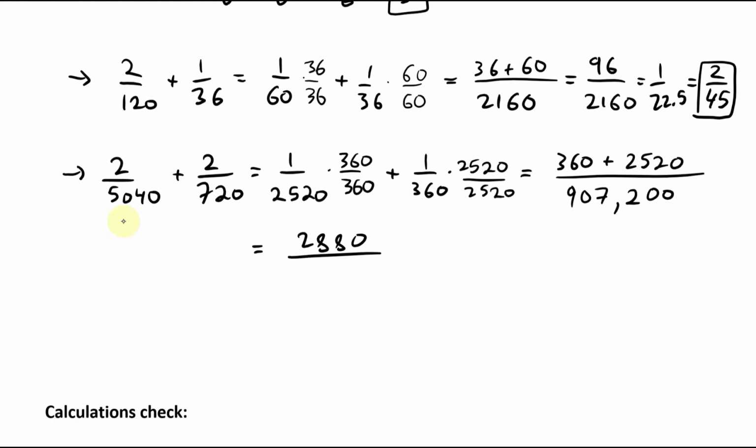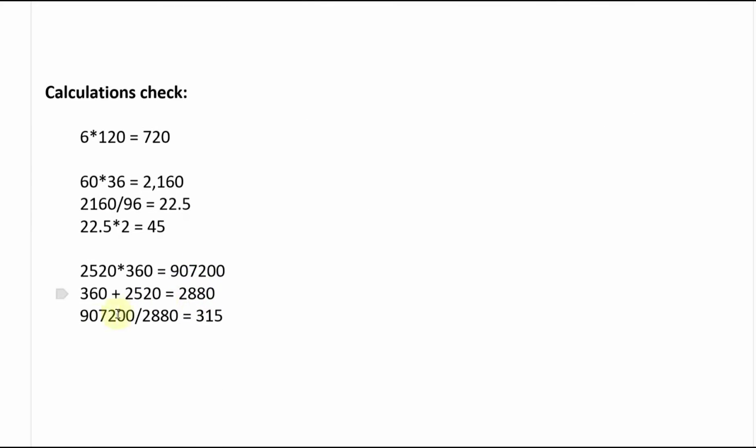2880 over 907,200. And now getting back to our trusty calculator, put a comma to see better: 907,200 divided by 2880 equals 315.